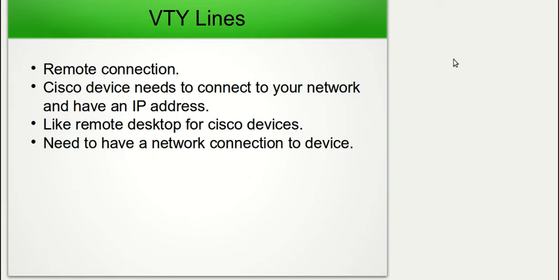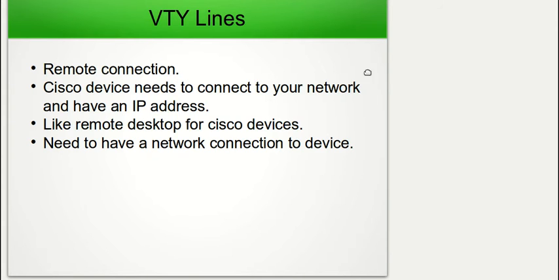So as an example, most Cisco devices will have at least 5 VTY lines. So VTY lines labeled 0 through 4, and all that means is that when you connect remotely to your Cisco device, you occupy one of those VTY lines. By having VTY lines numbered 0, 1, 2, 3, 4, you can have 5 remote connections into your Cisco device at a single time.